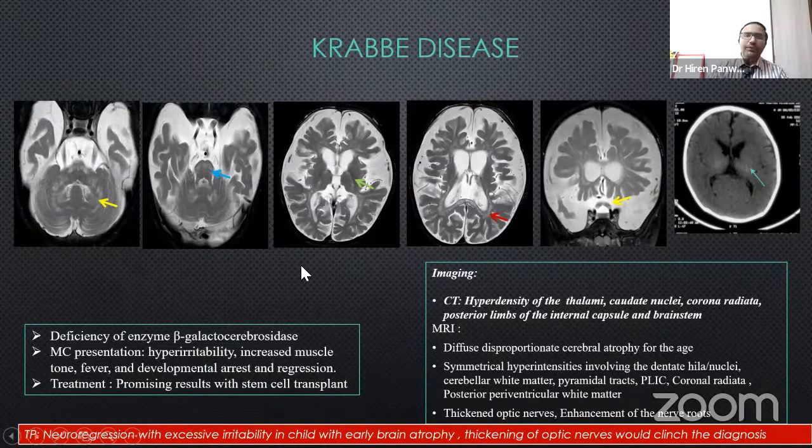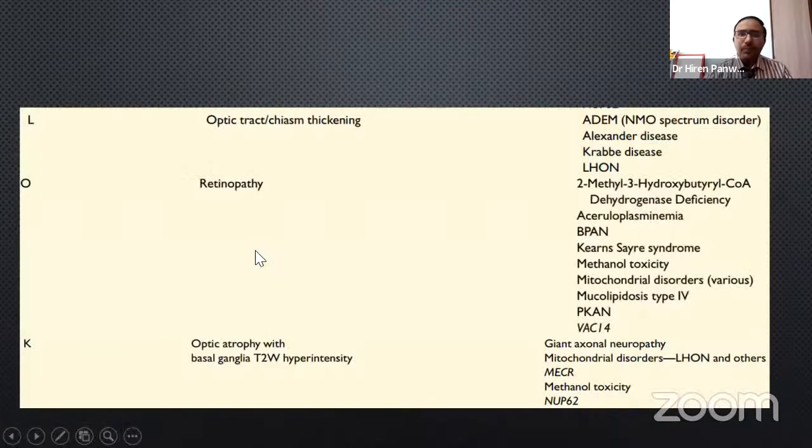The presentation of this condition in the child would be hyperirritability and neuroregression in an early infantile phase, and these are the hallmark features of the infantile variety of Krabbe disease. And there are many other varieties which can be juvenile or adult onset, which I am not taking. But the infantile variety will have this kind of imaging finding. And these are the findings which can have optic tract thickening.